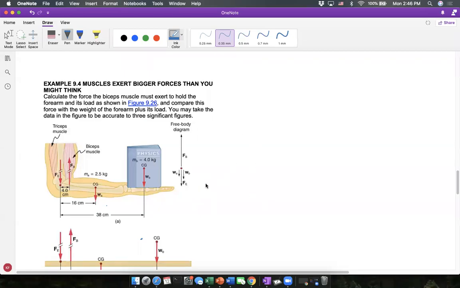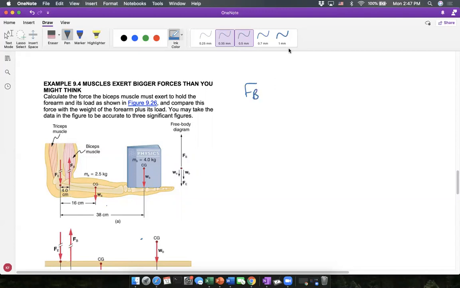All right, so let's go ahead and look at our next example, example 9.4. We're going to see what force a bicep muscle would exert to hold the forearm and its load, which is a textbook in this case. Then we're going to compare that with the weight of the forearm plus its load. Our first section, we need to just calculate this force here, this FB.